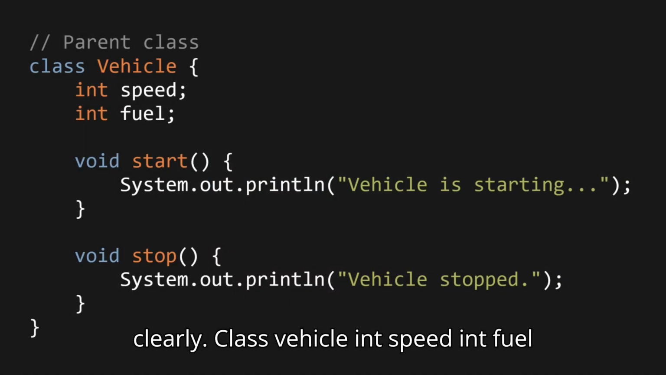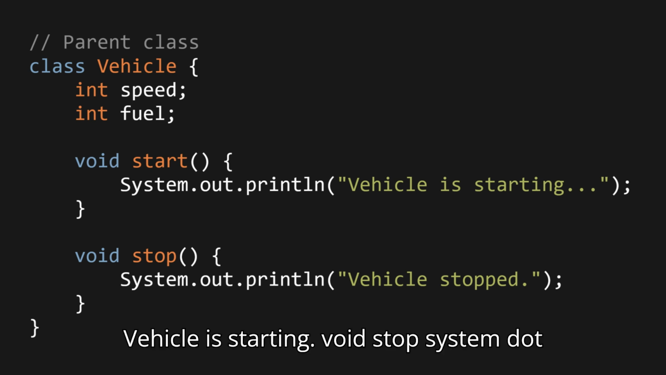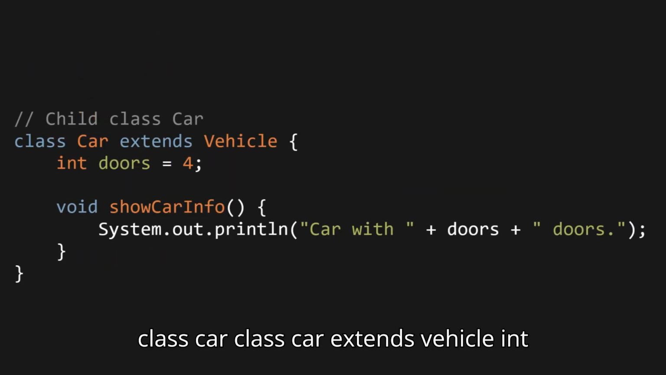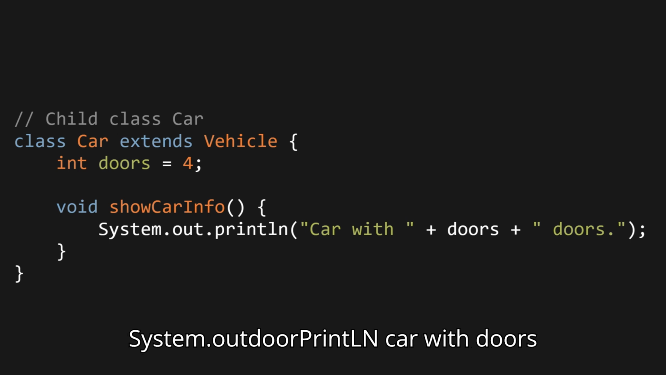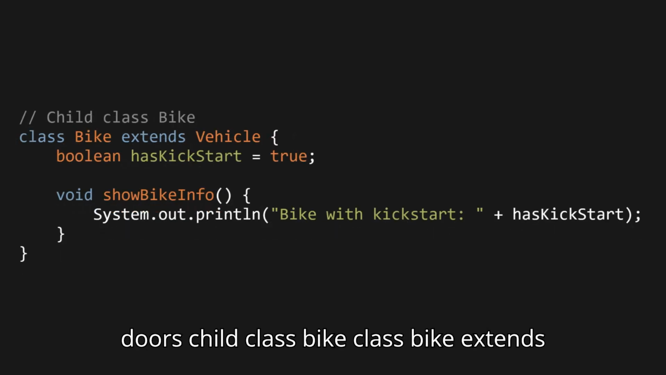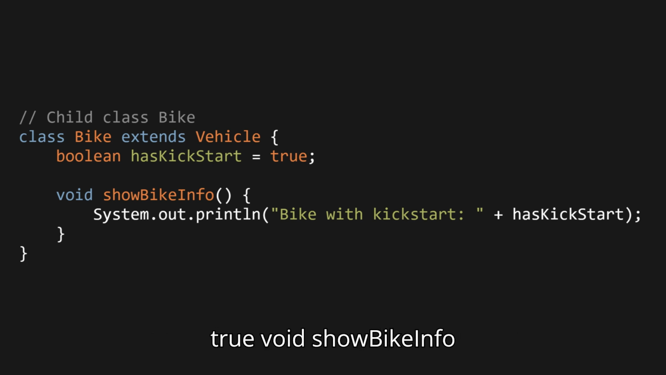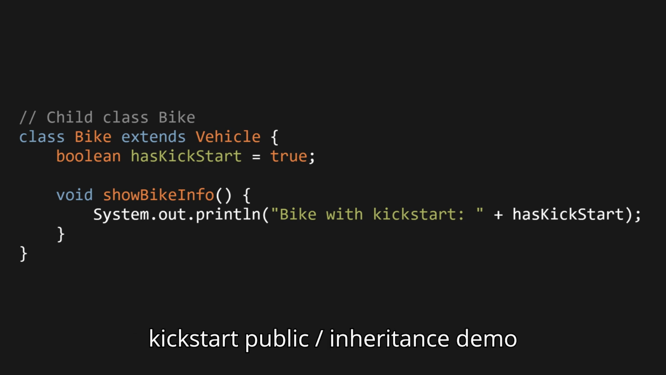Class Vehicle, int speed, int fuel, void start, System.out.println("Vehicle is starting"). Void stop, System.out.println("Vehicle stopped"). Child class Car extends Vehicle, int doors = 4. Void showCarInfo, System.out.println("Car with " + doors + " doors"). Child class Bike extends Vehicle, boolean hasKickstart = true. Void showBikeInfo, System.out.println("Bike with kickstart " + hasKickstart).